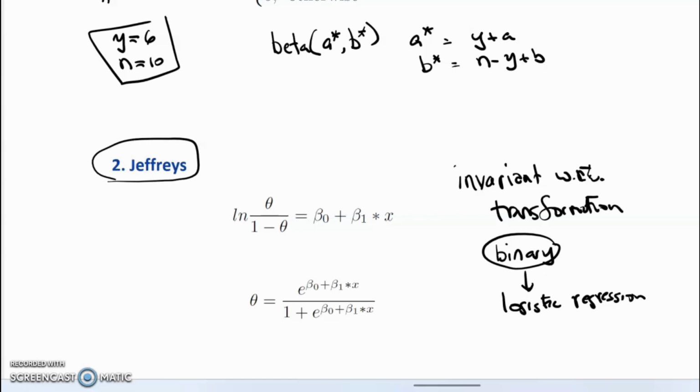We can take this equation and we can rearrange it, essentially a transformation type of thing, and isolate theta, the probability of success, and get this expression. Now, this is what I think is going on conceptually.